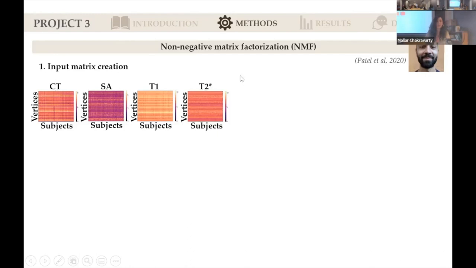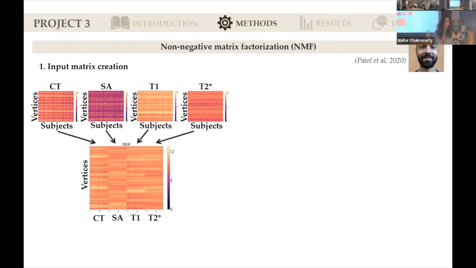So I mentioned that we wanted to use a data-driven approach to parcellate the cortex and the hippocampus. So we used a technique called non-negative matrix factorization, or NMF. This technique was introduced in my lab by Dr. Patel in 2020. The way it works is that first we need to create our input matrix using all the different information we had. So cortical thickness, surface area, T1 and T2 star were concatenated to form a large input matrix. And importantly, we Z-scored each metric across vertices and across participants, so for CT, SA, et cetera, for T1 and T2 star as well. So that was our input matrix.